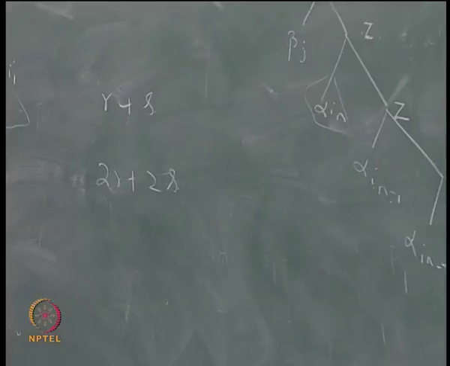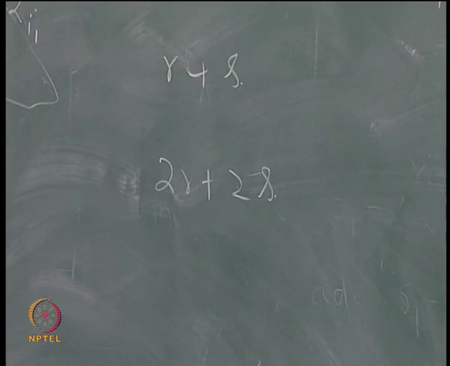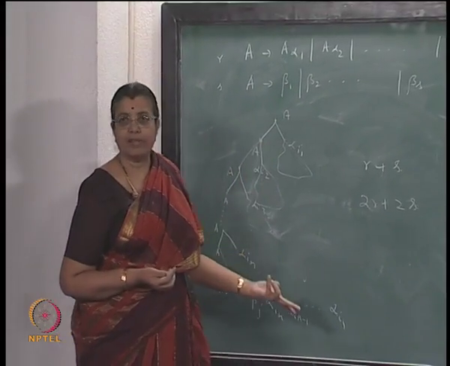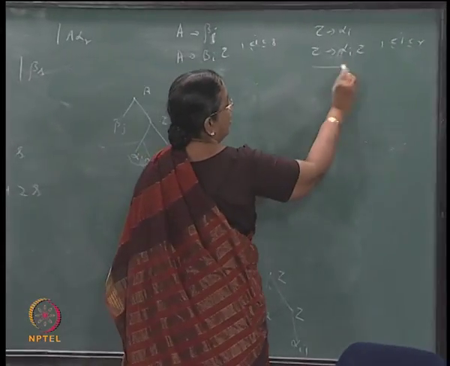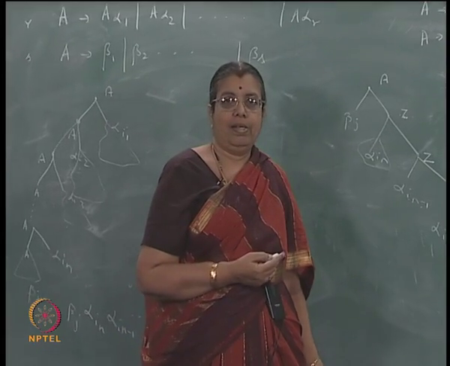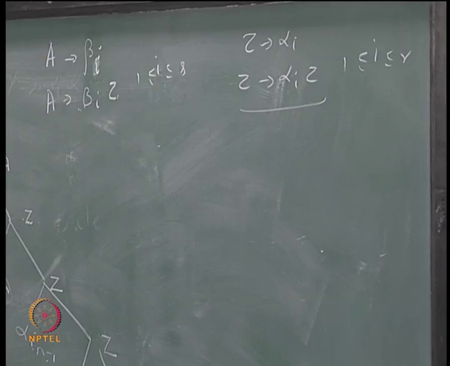And what have we achieved by doing this? We have avoided left recursion. Left recursion is avoided, but what have we done for that? We have introduced right recursion. Z occurring as the last symbol introduces right recursion, okay.